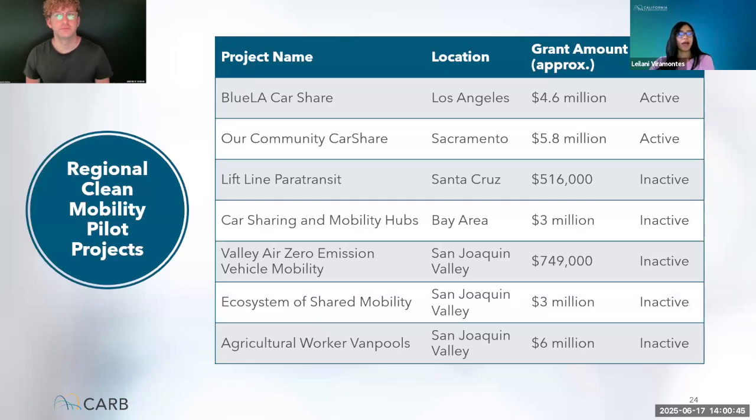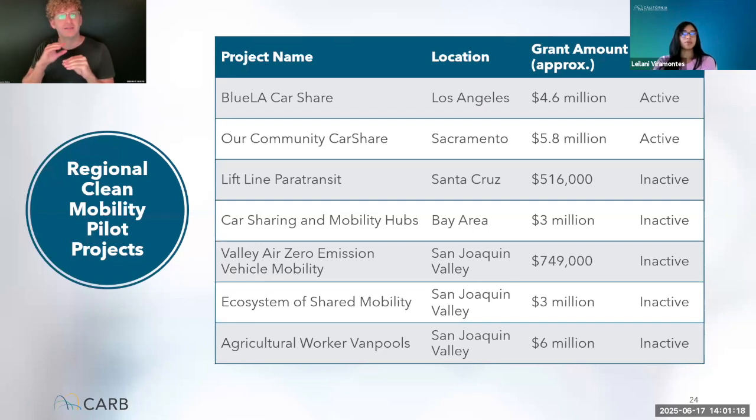5 of the 7 regional pilots are completed. This includes the agricultural worker van pools pilot project, car sharing and mobility hubs at affordable housing pilot project, ecosystems of shared mobility in the San Joaquin Valley, Liftline Paratransit Dial-A-Ride EV transition program, and the Valley Air ZEV mobility pilot project. Blue LA's e-bike library component finishes in 2025 as final reporting for Blue LA and our community car share wraps up later this year.